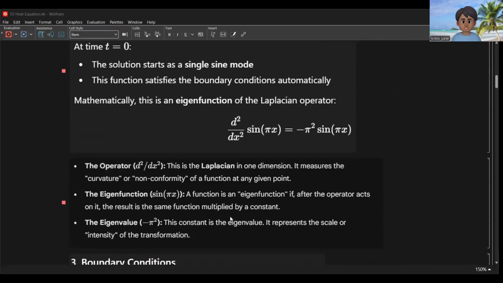So the eigenfunction here, the sine pi x function, is an eigenfunction if after the operator acts on it, the result is the same function multiplied by a constant. So the eigenvalue is negative pi squared. This constant is the eigenvalue. It represents the scale or intensity of the transformation.